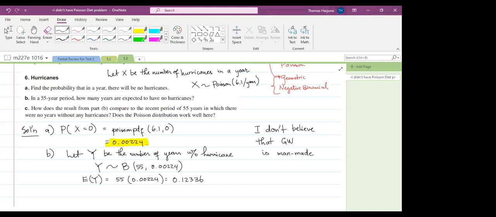That's fine. Now, what I want to say is this. What I want to say is, even though I don't believe global warming is man-made, take a look first at what car I drive. I drive a Prius.